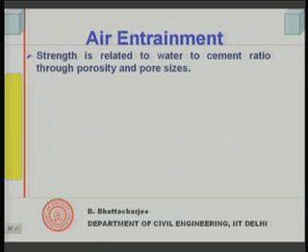Okay, let us look into another case, air entrainment. We have seen that strength is related to water to cement ratio through porosity and pore sizes. This we have understood from our previous discussion. Water to cement ratio increases the porosity and also increases the pore sizes in bulk paste as well as in its interfacial transition zone. And I would again repeat this, because this is the most important factor. Water cement ratio actually causes an increase in porosity and also pore sizes, both in bulk paste as well as ITZ.